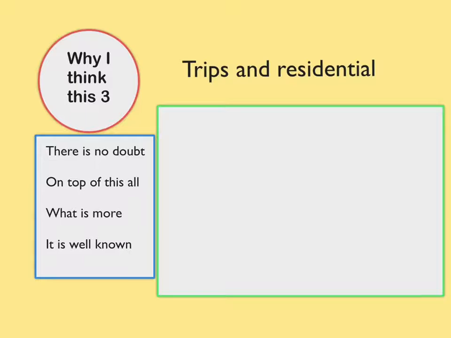For our second argument of today, why I think this 3, we are going to talk about trips and residentials. This is something quite unique to our school. We are pioneers in offering residential trips for all year groups. A residential trip is a trip where you go and you spend a night or 2 or 3, and in the case of year 6 it is 7 nights when they go to a farm in Wales. Most of us all look forward to that trip.